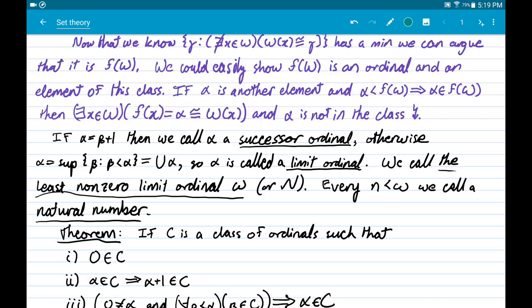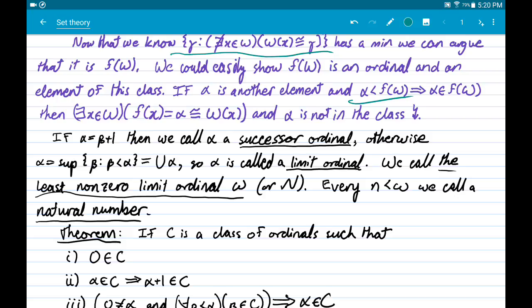Now, I also want to show that if we have any other ordinal alpha, and we suppose that it is less than the image of the function, but also an element of this set, an element satisfying this property, I'm going to attempt to produce a contradiction. So I am assuming that there is an alpha in this set which is less than this particular ordinal, f of w, and I will derive a contradiction, therefore showing that no such alpha really exists.